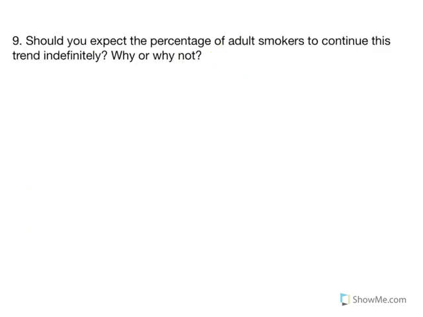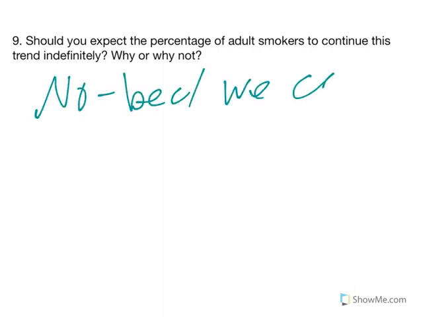Now in number 9, should you expect the percentage of adult smokers to continue this trend indefinitely? Well, think about it. If you decrease year after year after year, eventually you're going to hit 0 and then negative. Well, forget the 0. Is it possible to go negative? No. So technically, no, because we can't be negative.